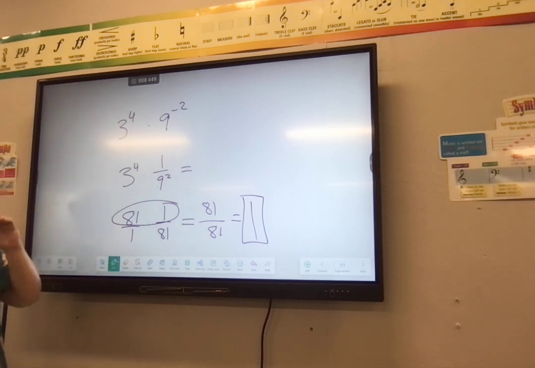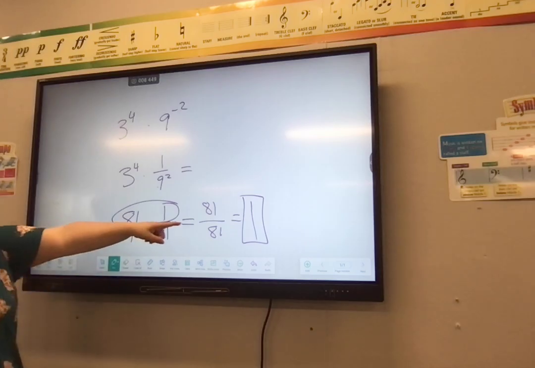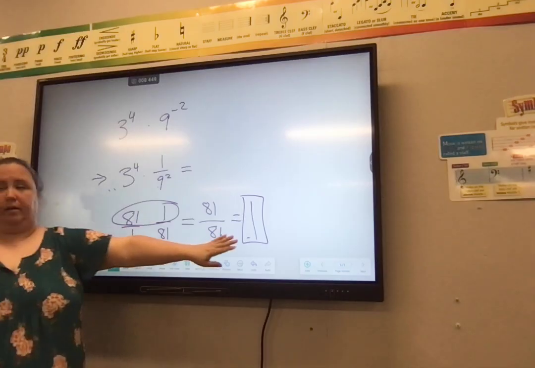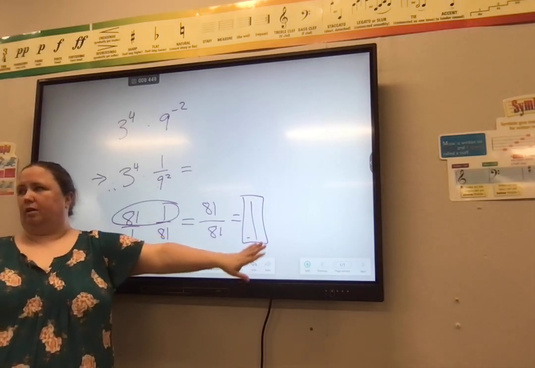Yeah. You're always simplifying. So if it tells you to evaluate, I want the answer. If it just tells you to make it positive, then you would stop there. But 90% of the time, you're going all the way to here. So you're solving it all the way.